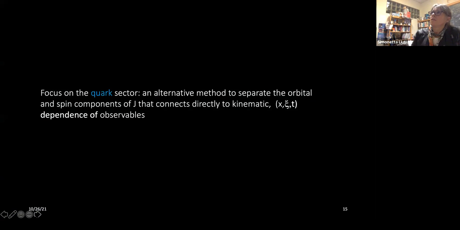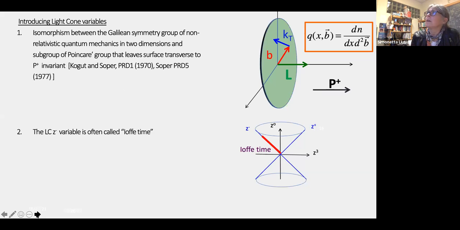What does this entail? We'll focus on the quark sector. Of course, there is a lot of interest in the gluon sector, but we don't have results in a shape to be shown yet, aside from the parameterization of the GPD, which is interesting. The method that I'm showing here is an alternative method to separate out the orbital and spin components that connects directly to the kinematic dependence of the observables: the x, ξ and t, the observables that the GPDs depend on, and that can be measured or extracted from lab measurements. This is a general slide on light-cone variables.